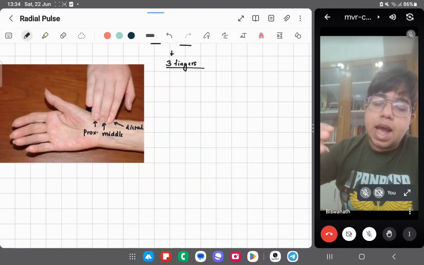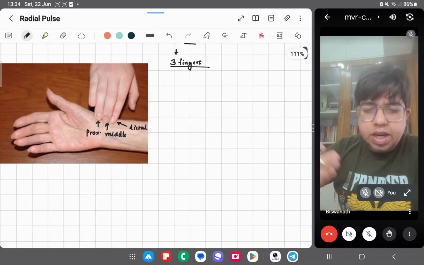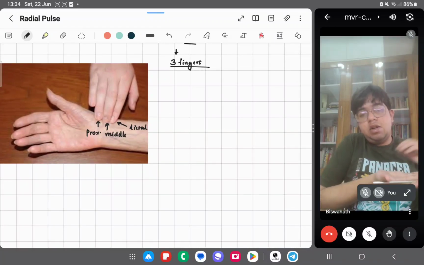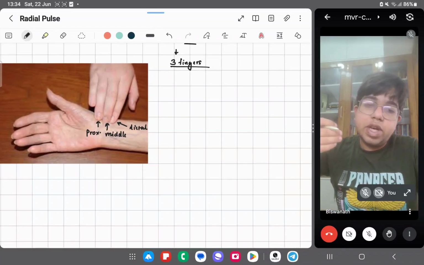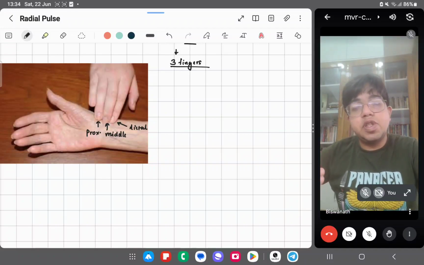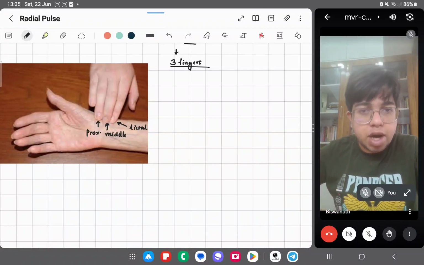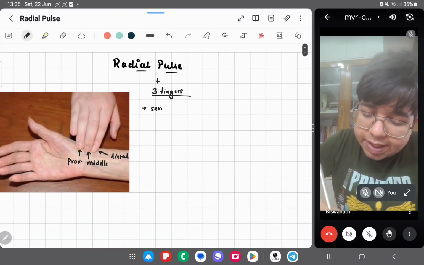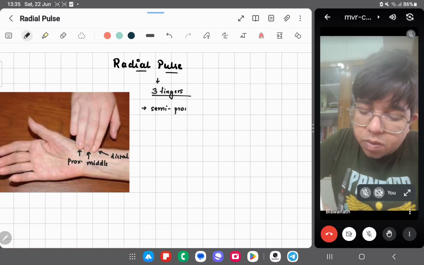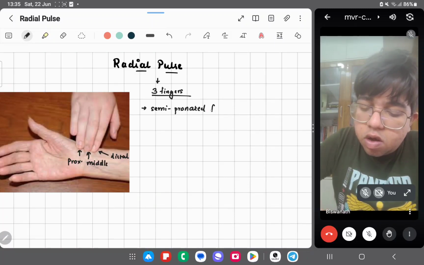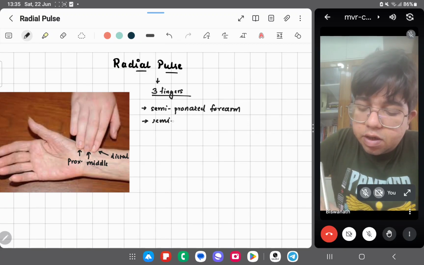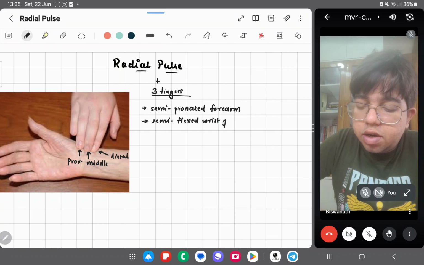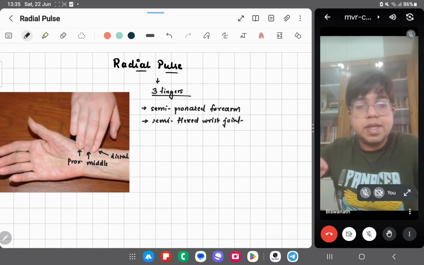Okay, and this hand is basically not placed like that. It's not flat like that. We basically say that we should have a semi pronated forearm and a semi flexed wrist joint for measurement. Okay, we should have a semi pronated forearm and a semi flexed wrist joint in order to measure the radial pulse.